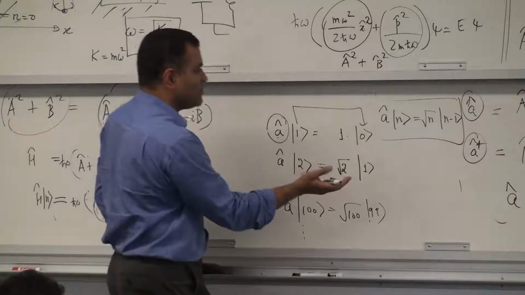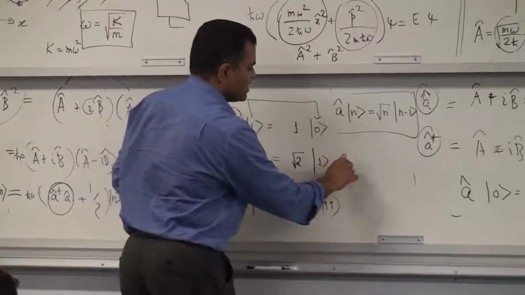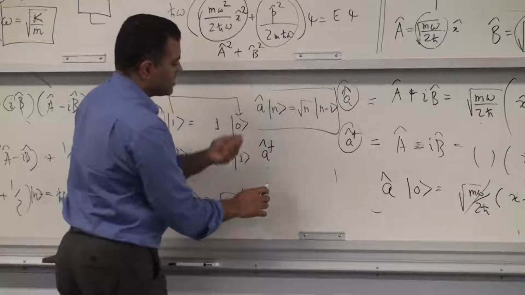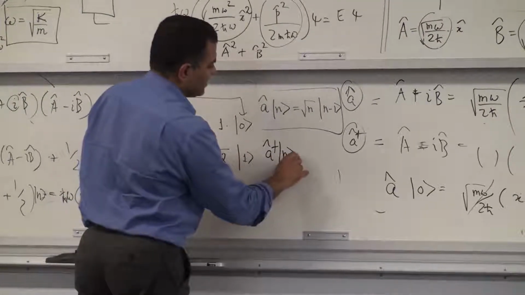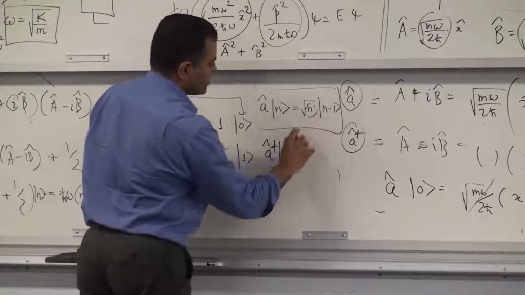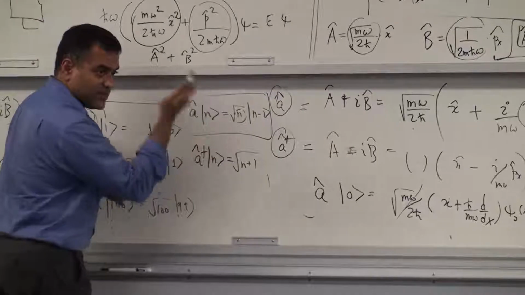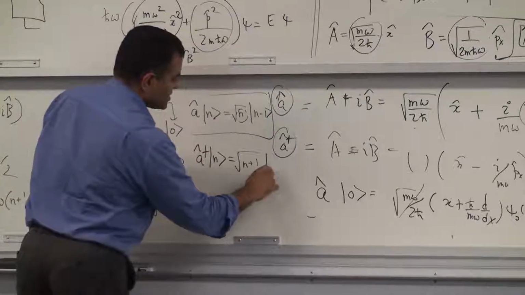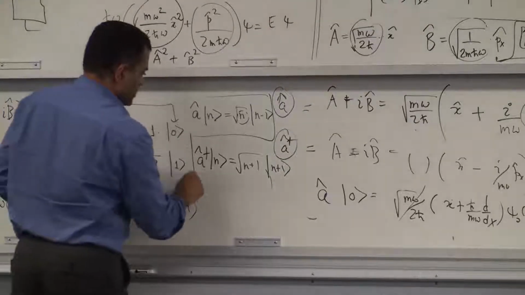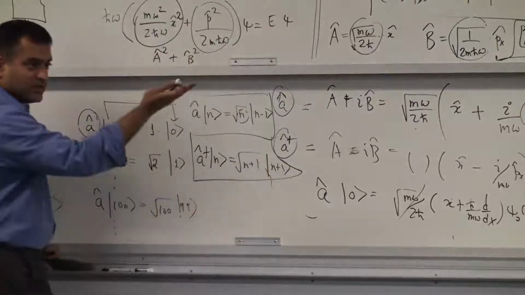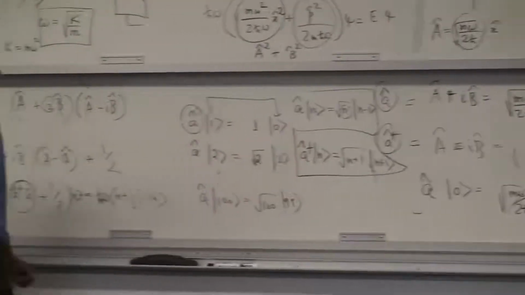And exactly in the same way, if you do the same business with A dagger, the relation is: A dagger, which is the creation operator or raising operator, acting on state n is going to give you not the square root of n anymore, but the square root of n plus 1, the next integer, times the state n plus 1. It will raise the state of the quantum system by 1 level, just by 1 level. So that's how the two look.